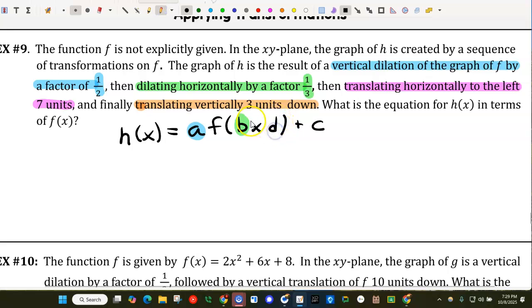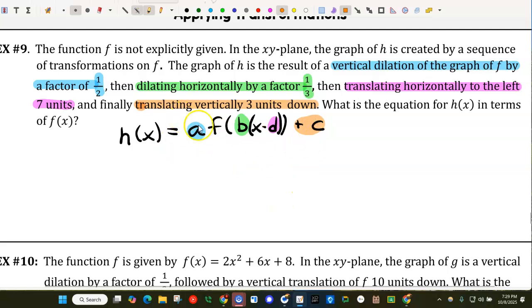Okay. And I'm going to put this in parentheses as well. Okay. And this horizontal translation in here, well, no, to the left, so that's going to be that D value. Okay. And lastly, we're going to have the vertical translation down. That is going to be the C value.